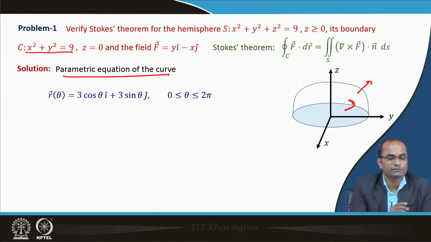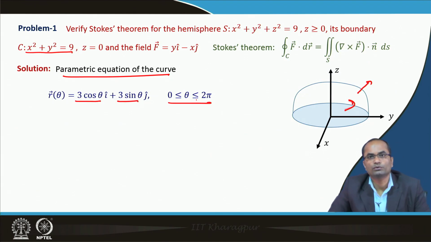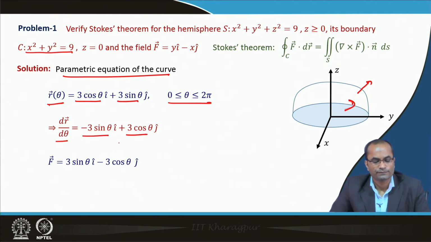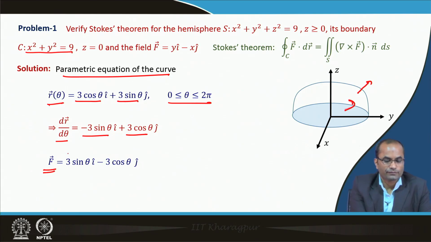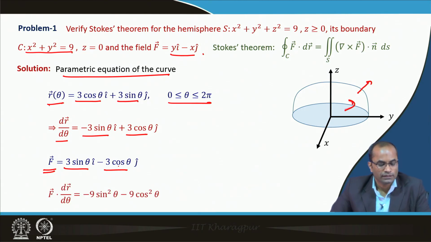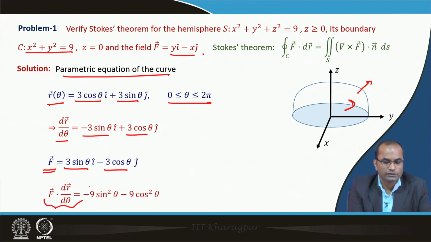The parametric equation of this circle we can easily write down. It was x square plus y square is equal to 9, a circle of radius 3. So r of theta is 3 cos theta, 3 sin theta, and theta is 0 to 2 pi. So dr by d theta we can compute out of this: minus 3 sin theta and then 3 cos theta. The f was given as y i minus x j, so y is 3 sin theta and x is 3 cos theta. So we have also substituted this parametric form in f, and then we need f dot dr for this curve integral.